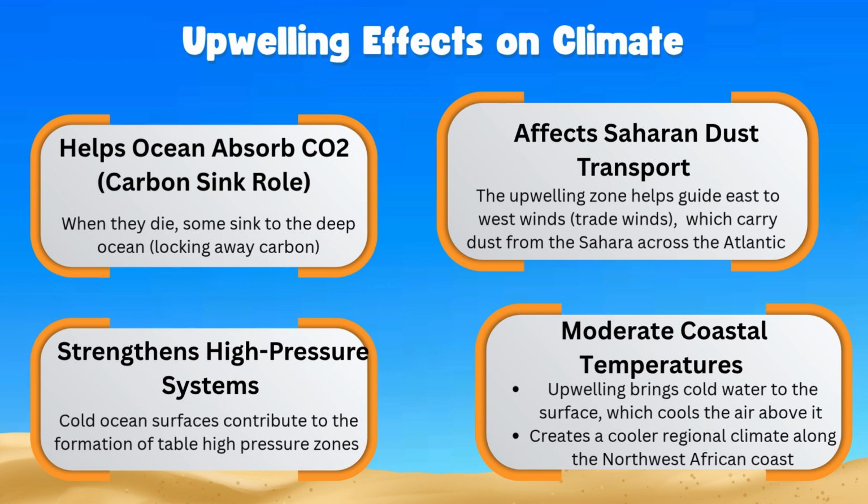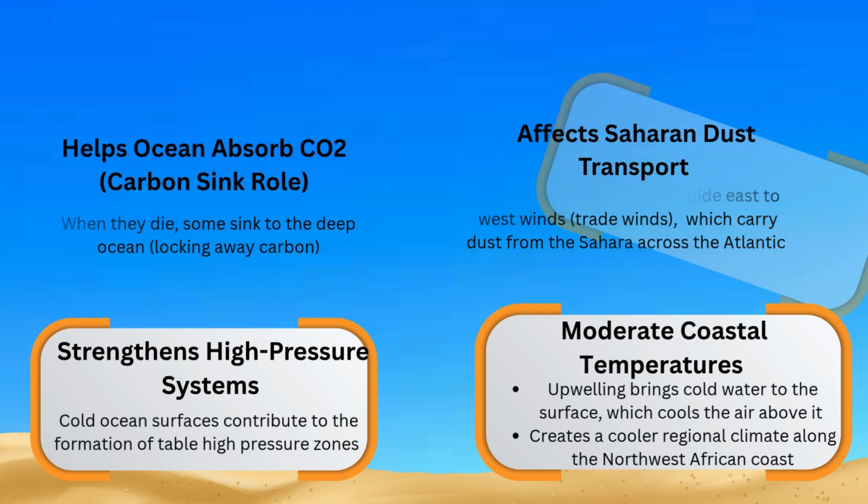And lastly, upwelling supports the ocean's carbon sink role. Phytoplankton absorb carbon dioxide from the air, and when they die, some sink to the deep ocean, locking away carbon and helping slow down climate change.